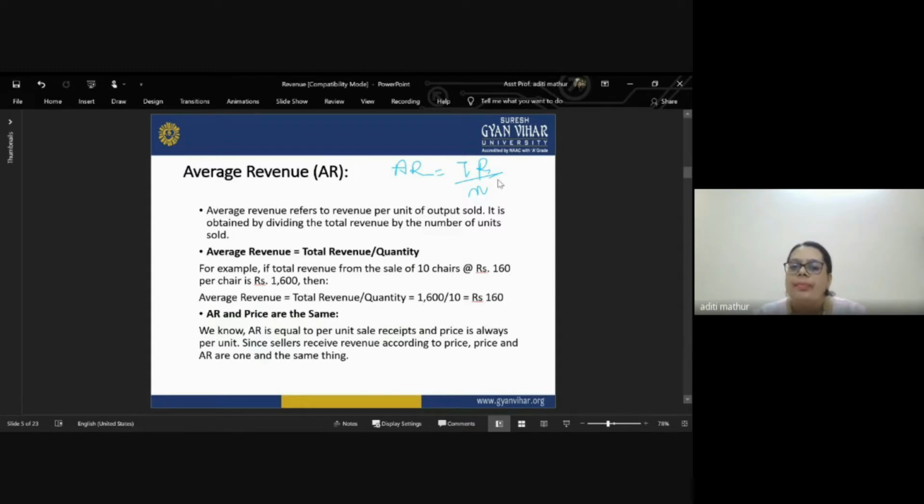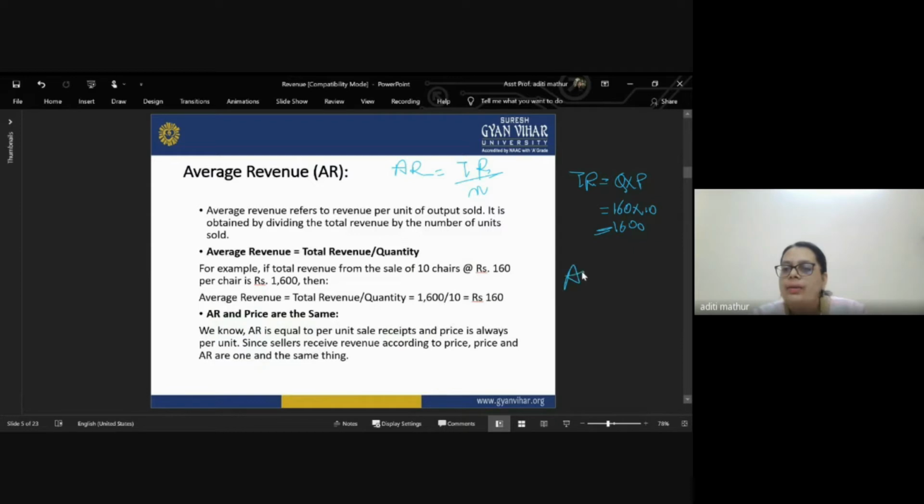Let's solve an example. If the revenue of a sale of 10 shares at the rate of 160 per share is 1,600, then calculate the average revenue. So we have to first calculate the total revenue, which will be equal to quantity into price, which further is equal to 160 into 10, that is 1,600.